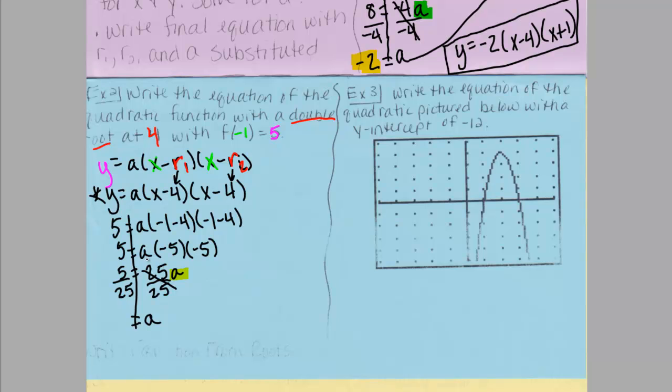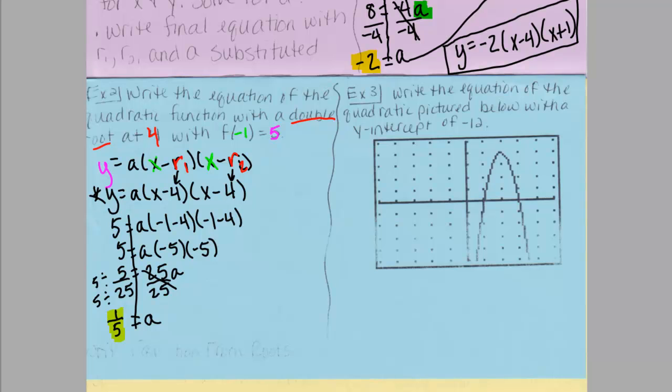You could divide it in your calculator and hit math enter, and it will give you the new fraction, or you could just say that 5 goes into both. So divide both the top and the bottom by 5. 5 divided by 5 is 1. 25 divided by 5 is 5. So A is now 1/5.